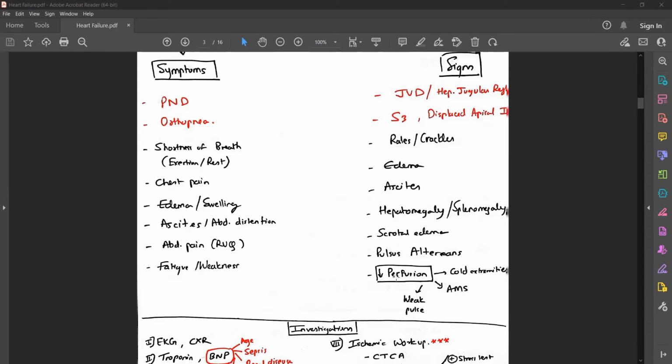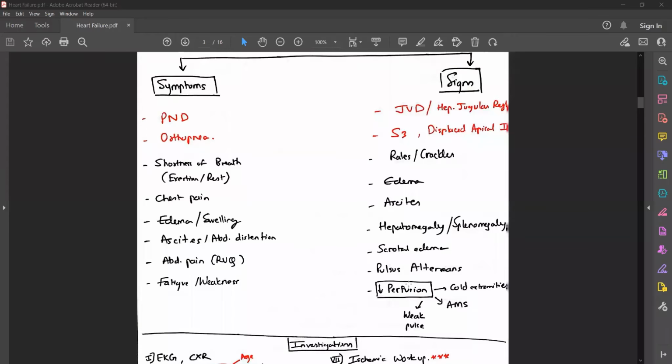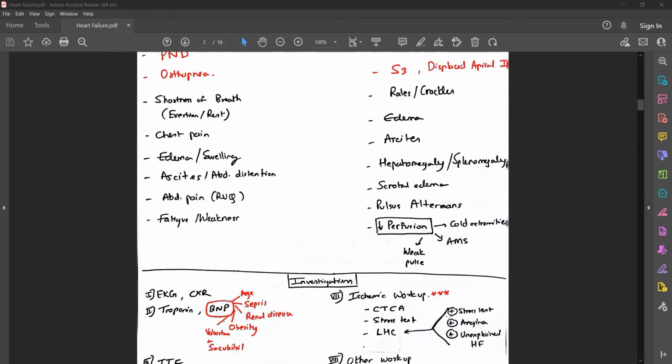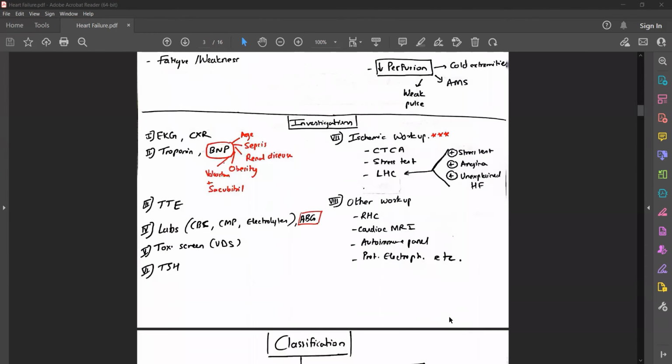And never forget to check the patient's perfusion, because when they come in, they can be in cardiogenic shock. So look at the extremities, if they're cold or clammy, if the patient has altered mental status and a weak pulse. And then ordering the investigations.